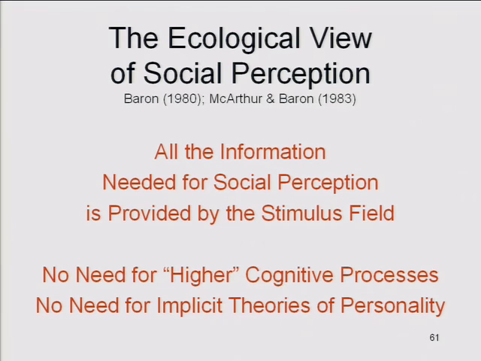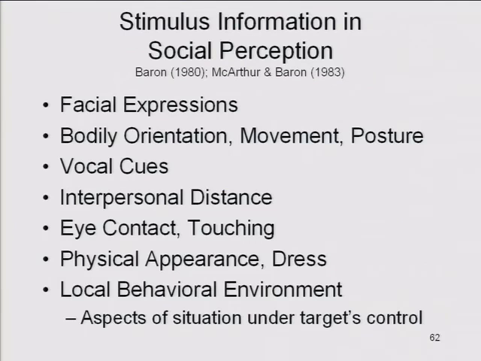So what Baron and McArthur and others like them have tried to do is to figure out what the physical stimulus information is that we use for social perception. And they've argued that there's actually quite a bit of physical information in the environment, information that doesn't require any kind of linguistic transmission, that gives us a lot of information about what people's emotions are, what their goals are, what their traits are, and so on. First and foremost, facial expressions, which we're going to talk about quite a bit today.